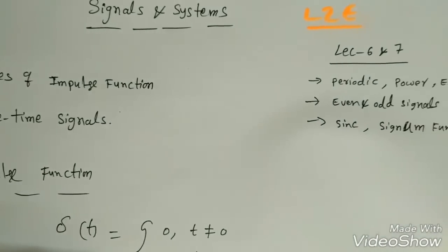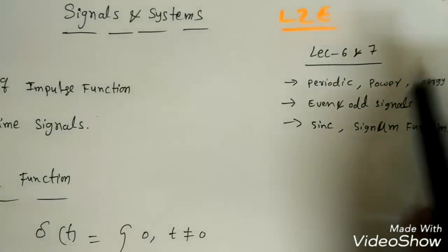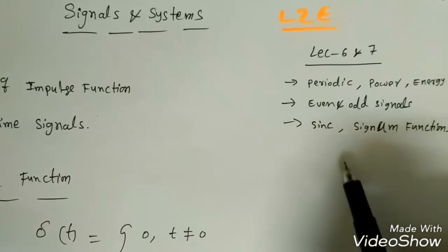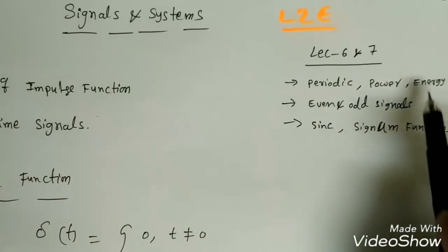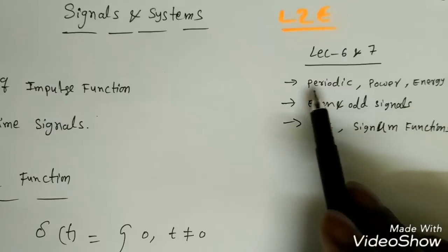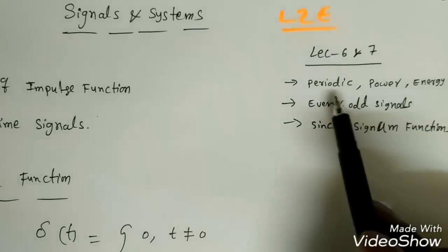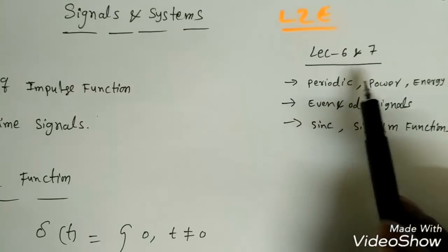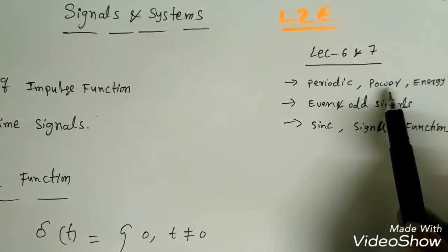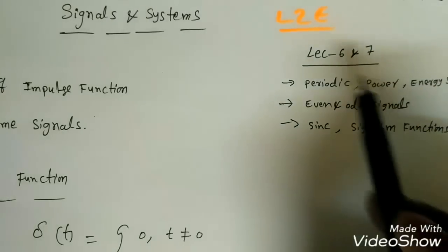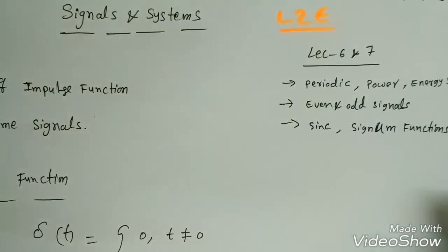In lectures 6 and 7 we discussed periodic signals, non-periodic signals, power and energy signals, even and odd signals, the sinc function, and signal functions. In lecture 7 I solved some problems on these different types of signals: how to find the even and odd components of a given signal, how to find whether a signal is periodic or non-periodic, how to define a power signal and an energy signal, as you can see in lectures 6 and 7.